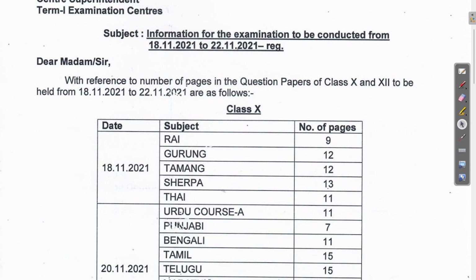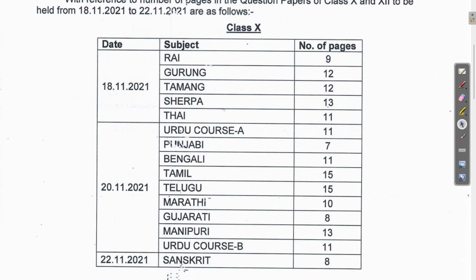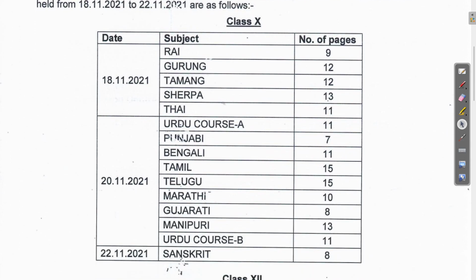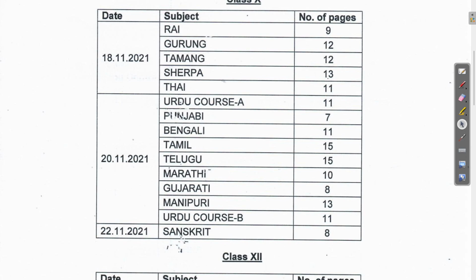For class 10, on date 18 these subjects are there, and on 20 also these subjects are there, and on 22 also these subjects are there. For each subject, the number of question papers and the number of pages in the question paper are given here, and what subjects are there on 18, 20 and 22 is given here. Kindly go through this one. This is for the evaluator, and these things are required.